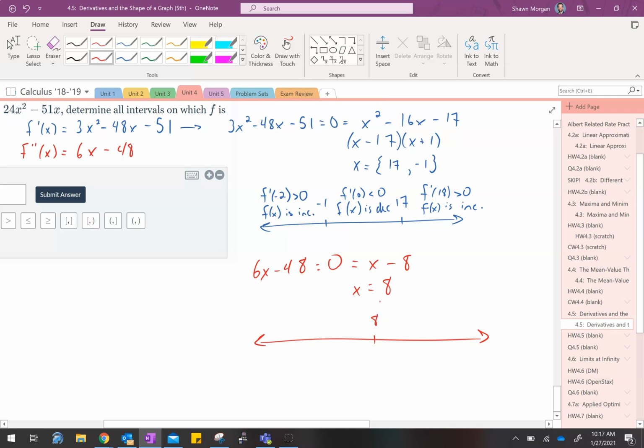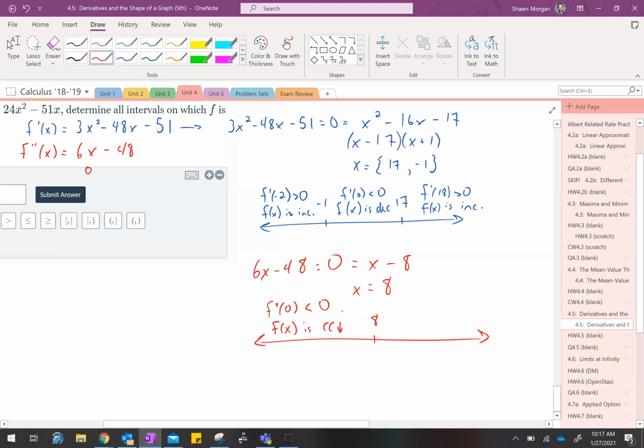And then to the left, I'm going to pick a value and plug it in. So 0 is easy enough over here. The second derivative evaluated at x equals 0, plugging in 0 right there, is going to be negative, less than 0. So what that means is that our function f is concave down on that region.